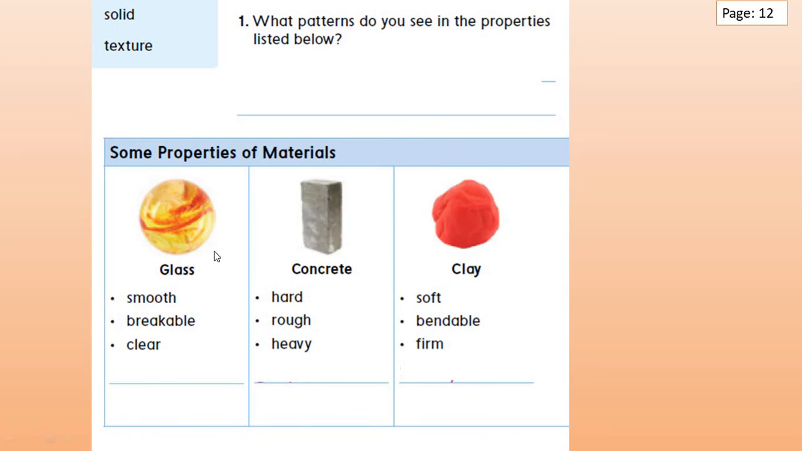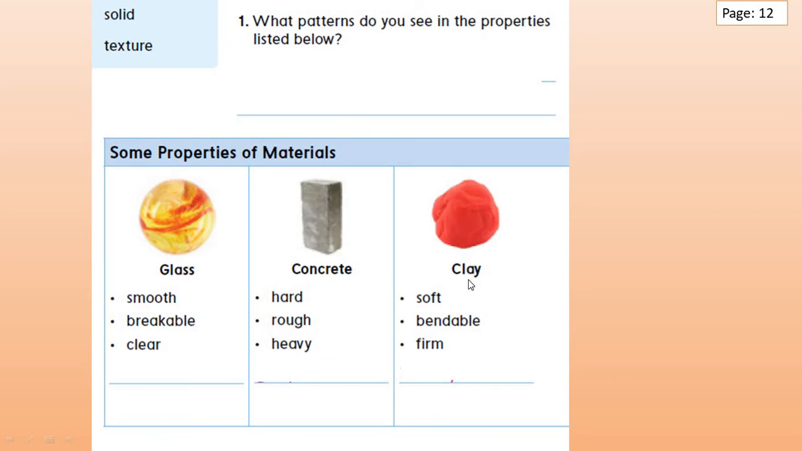In this table, we have many objects: glass, concrete, and clay. What do you think about this glass ball? Is it smooth or rough? Let's see the next object. Here we have concrete. It's hard, rough, and heavy. That's right, it's hard, not soft, and rough, not smooth, and heavy, not light.